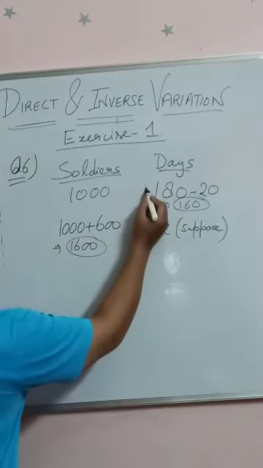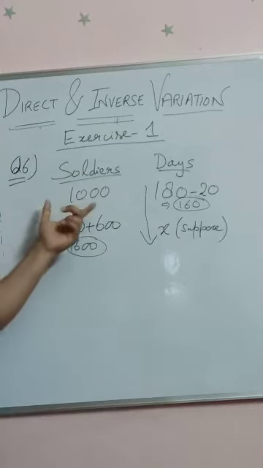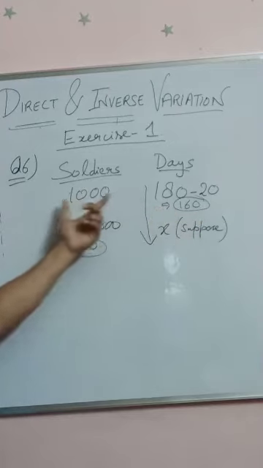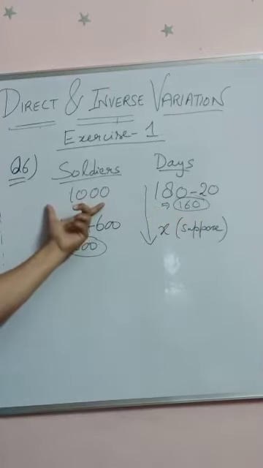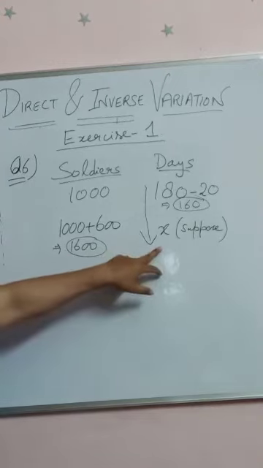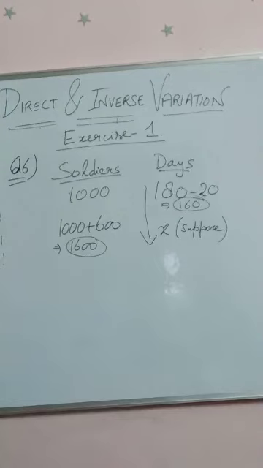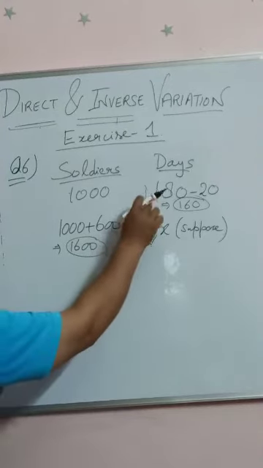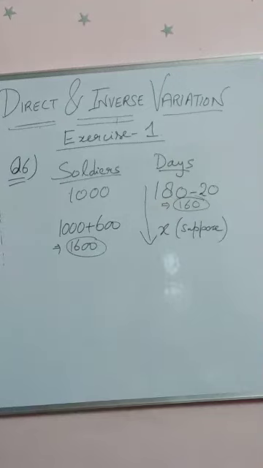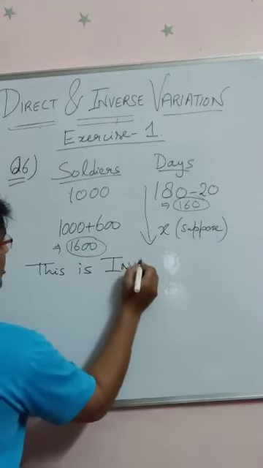So the first thing first, the arrow is directed towards the unknown side. And then we are going to compare it. If the food lasts for 160 days, when the number of soldiers are 1,000, if I am going to increase the number of soldiers, will the food last for lesser days or for more days? Obviously, the food will be over in quick time. It will be over in less time. Fine. That means it will not go till 160 days. It will be over soon. So that means if the number of soldiers are increasing, the number of days for which the food will last is going to decrease. So what sort of variation is it? This is inverse variation again.